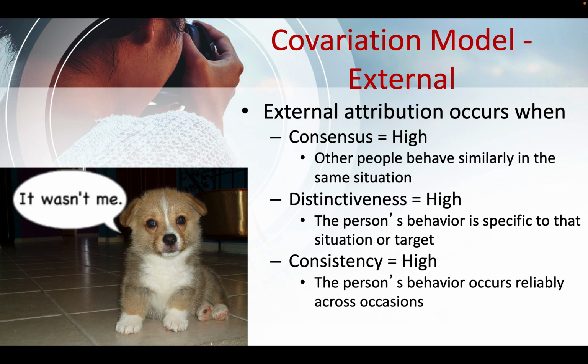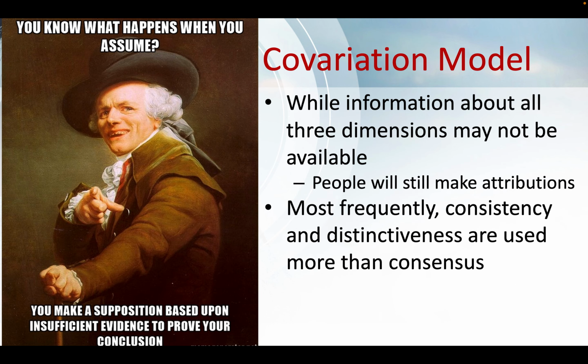External attribution occurs when consensus is high, meaning other people behave similarly in the same situation; distinctiveness is high, meaning the person's behavior is specific to that situation or target; and consistency is high. The person's behavior occurs reliably across occasions. While information about all three dimensions may not be available, people will still make attributions. Most frequently, consistency and distinctiveness are used more than consensus.